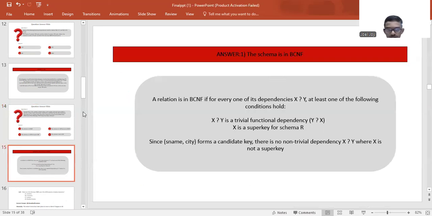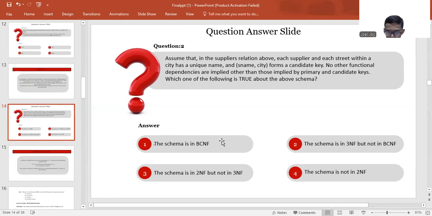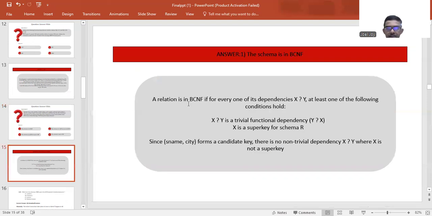Now they have given us options. The schema is in BCNF. The schema is in 3NF, but not in BCNF. The schema is in 2NF, but not in 3NF. The schema is not in 2NF. The correct answer is option A, as it is given here.